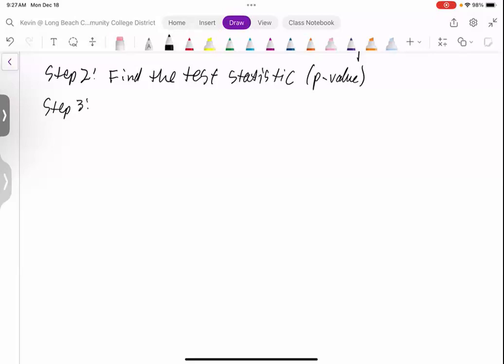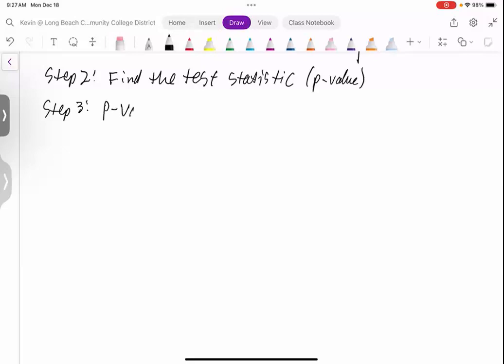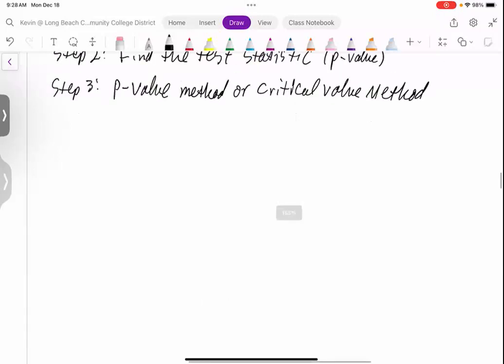Step three. We're going to come to either decide to use, the reason I'm stumbling is because I'm going to actually apply both, the p-value method or the critical value method. And again, I'm going to blend the two so much so that it's going to seem like it's all the same thing, which is really what it should be.